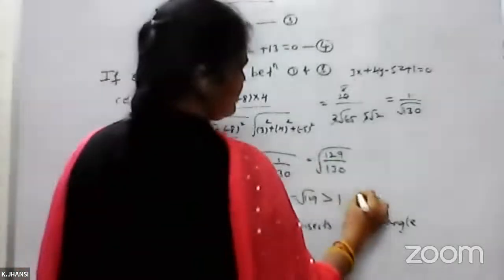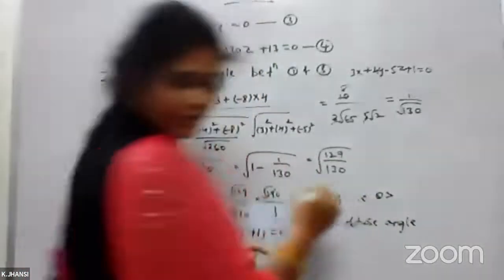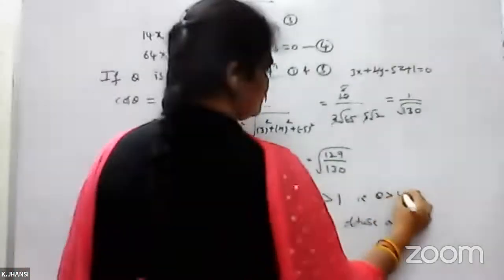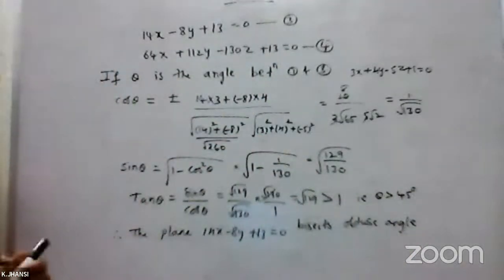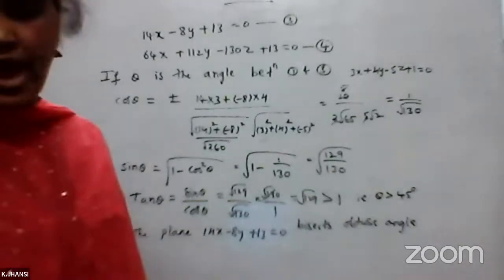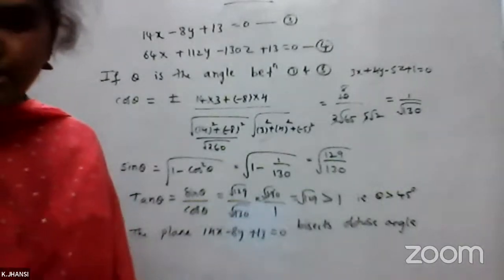Here you can write that theta is greater than 45 degrees. So therefore the plane bisects the acute angle. Okay, this is the procedure. So after that we have to find the 2 sides of a plane.